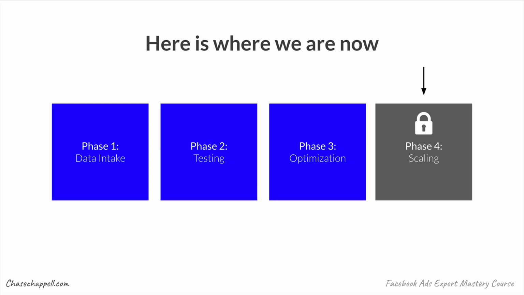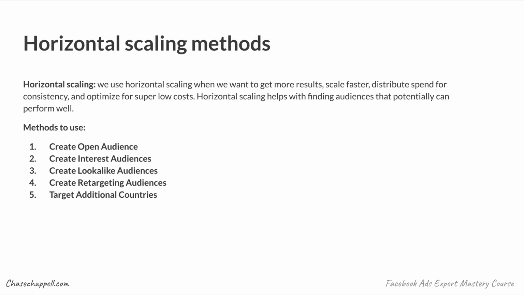Now, since we know what ads are working, we're going to start moving into scaling and finding more ways to break into different audiences, and how to horizontally scale so that we can find some consistent ways to get results, and the best practices to do so. So this is where we are now, which is phase 4, scaling.